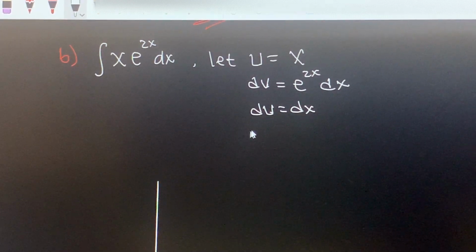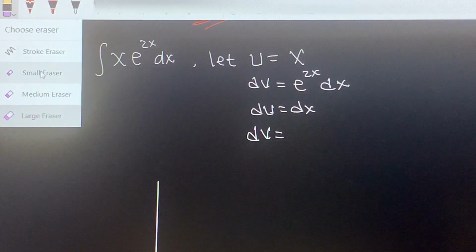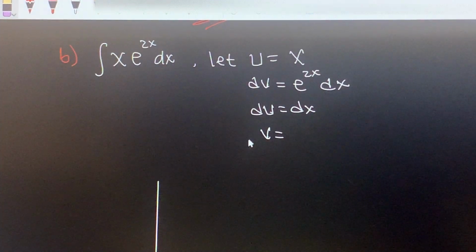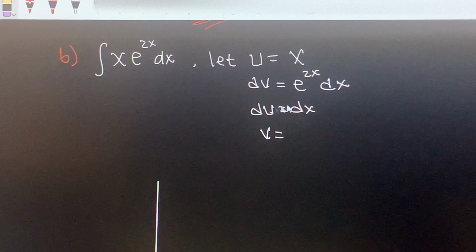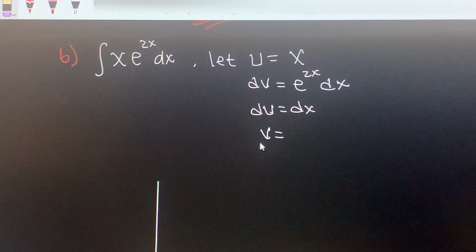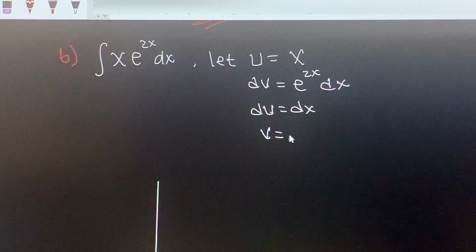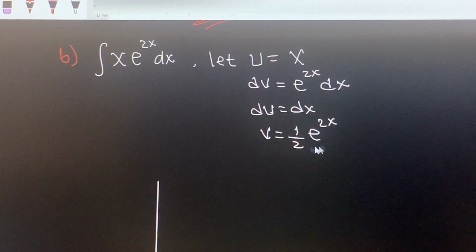Now, what is dv? Not what is v, I'm sorry, dv is already known. What is v is the question now. What is v? You simply integrate e to the power of 2x, and when integrating that you can use u substitution again, and then your v is going to be 1 over 2 e to the power of 2x.